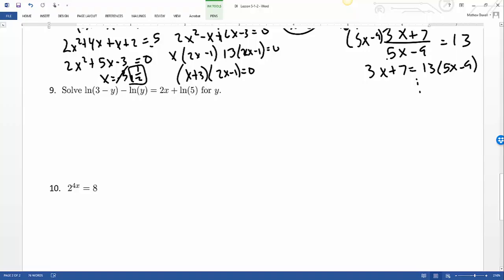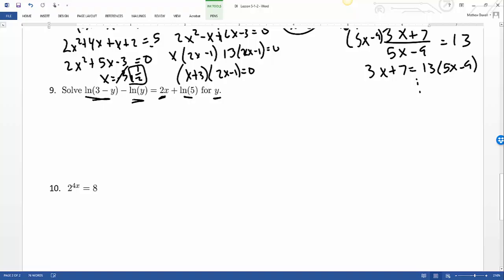The next one, solve ln of 3 minus y minus ln y equals 2x plus ln 5. Okay, so this x here is just there to throw you off. We're solving for y. It just means I got to get y by itself. Y equals something. It's okay that that x is there. Just remember it's a different term, so things won't combine together. So I can't add the 2x and this ln 5 together. So just don't let that throw you off.